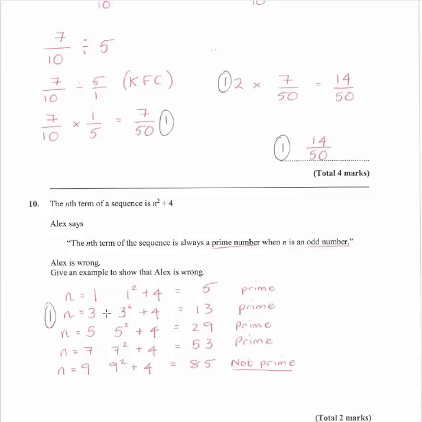N is 3, the next odd number. 3 squared is 9 plus 4, 13. That's prime. N is 5, 5 squared, 25 plus 4, 29. That's prime. 7 squared is 49 plus 4, 53. It's prime. Next odd number is 9. 9 squared is 81 plus 4 is 85. Not prime. It ends in 5, so you know it's in the 5 times table. So you basically just keep on going with the odd numbers until you find an answer, which in this case was 85, that isn't prime. Okay, so fairly simple, bit of work, but fairly simple, nice, easy 2 marks.